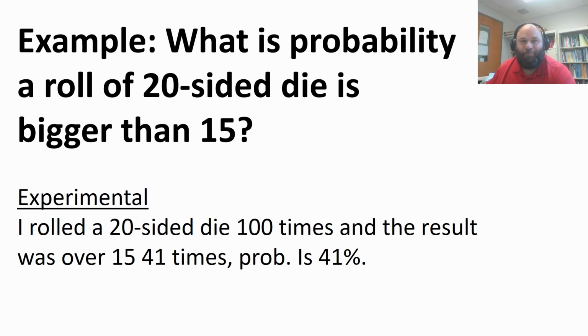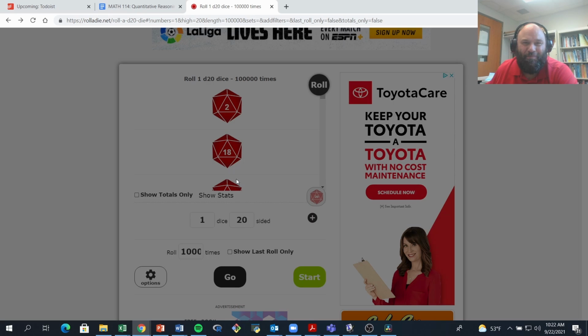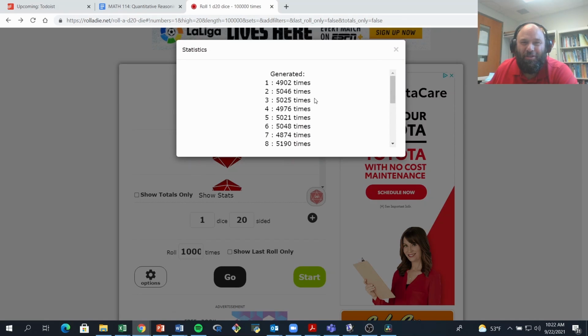Let's illustrate. This website allows you to simulate a large number of rolls of a 20-sided die. So I rolled a 20-sided die 100,000 times, and you can see all of the various outcomes from each roll. So let's look at show stats. This will show us our relative frequencies. Give it a minute. There it is. So this tells me how many times each roll occurred.